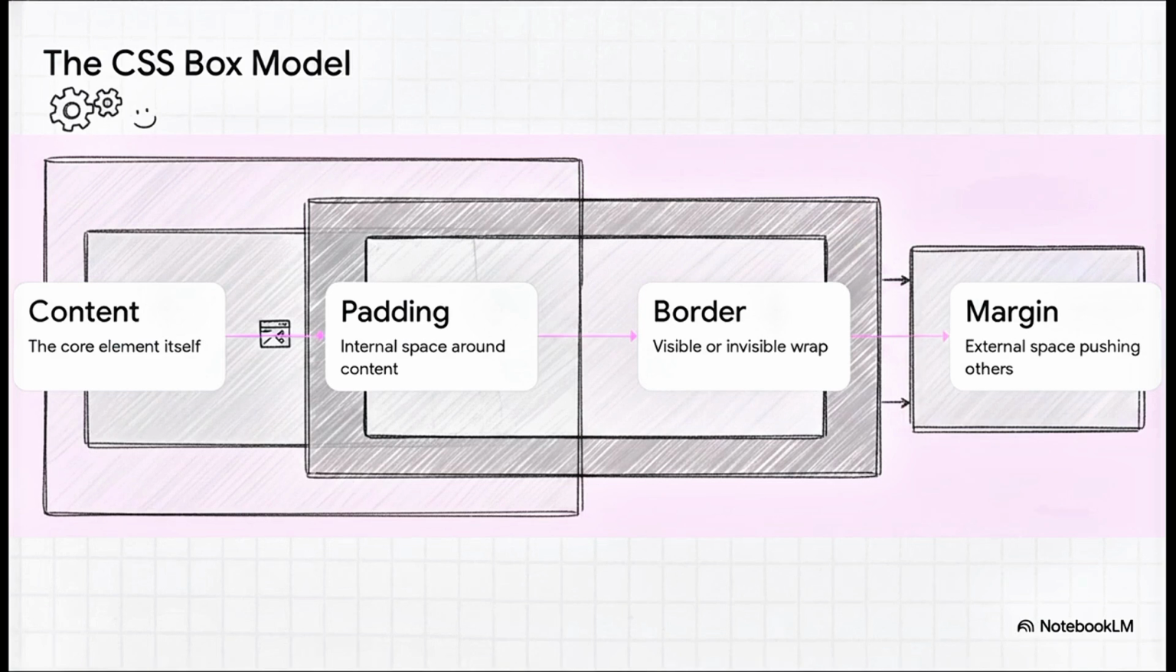To actually place our newly styled elements correctly without them crashing into each other, we rely on the box model. Imagine every single element on your web page is trapped inside a physical box. You work outward from the core content, adding internal space, which we call padding. Then you wrap that entire thing in a visible or invisible border. And finally, you push it away from other neighboring elements using an external margin. Mastering this invisible geometry is exactly how you achieve perfectly spaced designs.